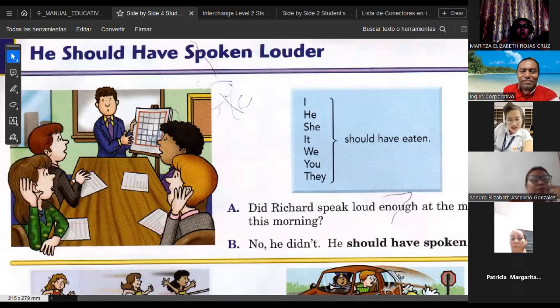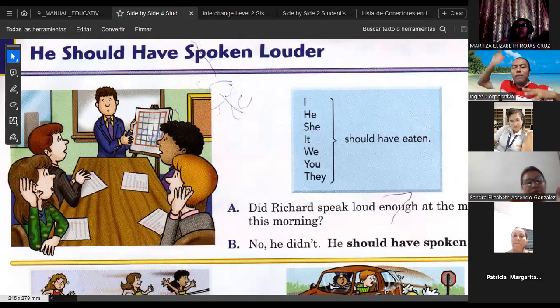So letter A, Richard. Did Richard speak loud enough at the meeting this morning? Did Richard in past speak loud enough at the meeting this morning? The answer, Norma, tal vez nos ayuda Norma. No, he didn't. So excellent, very good. Did Richard speak loud enough at the meeting this morning?